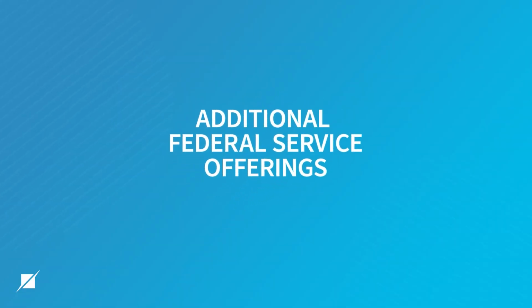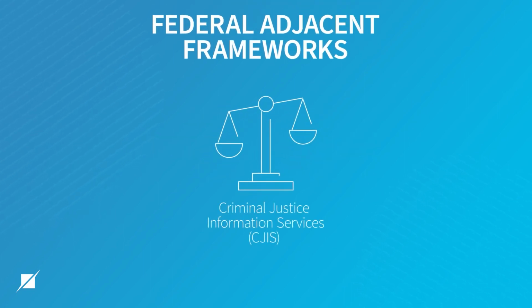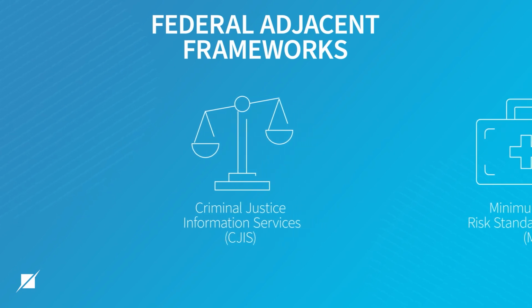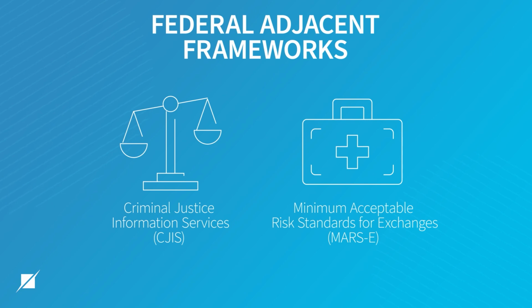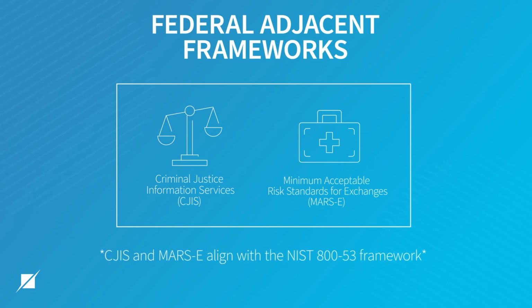And then lastly, we have a few federal adjacent frameworks like CJIS and MARS-E. CJIS is the Criminal Justice Information Services Security Policy, and this is if you're handling criminal justice information. And MARS-E is for organizations that are providing services related to healthcare exchanges. So MARS-E may come into play on a state basis or on a national basis, depending on your customer base. And these are federally adjacent. They align with NIST 800-53, which is the foundational framework that's the baseline for many of the other areas that we've discussed today.